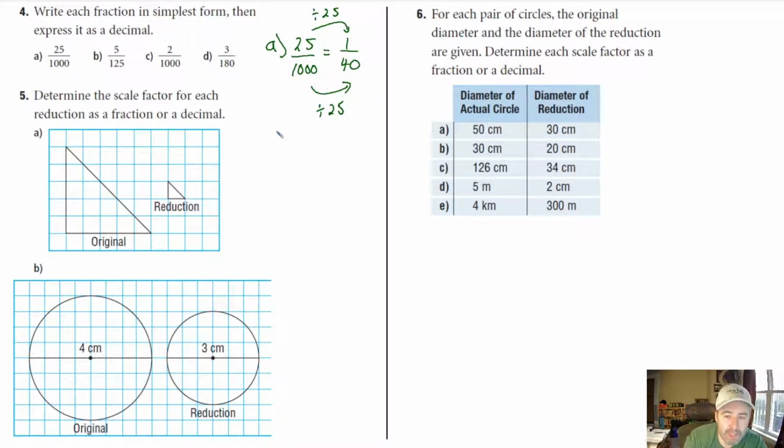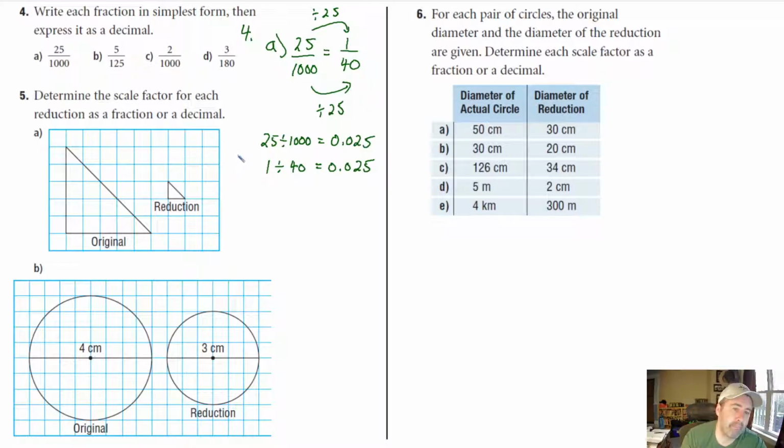And if I want the decimal, I can do two things. I can take 25 and divide it by 1,000, and that gives 0.025. Or I also could have done 1 divided by 40, and that should also give me 0.025. Okay, so that is number 4, part A.